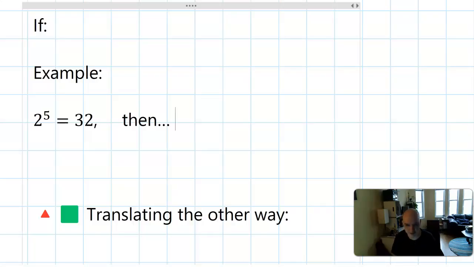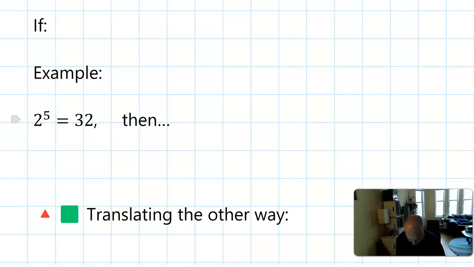So what is a logarithm? Well, it's a thing that solves for exponents. Technically, a logarithm is the inverse operation of exponentiation. So we'll start with an example. If we have 2 to the 5th is 32, which is a true fact, then what we're going to write is the log base 2 of 32 equals 5.